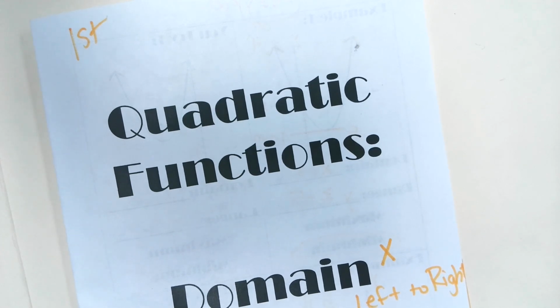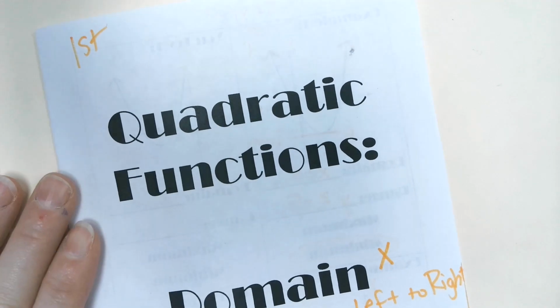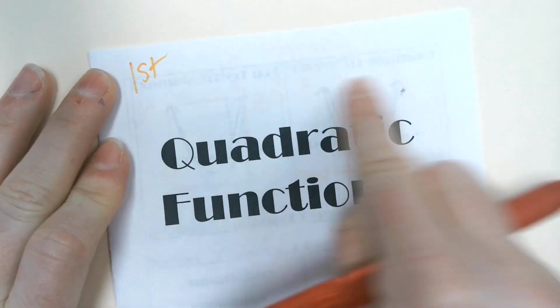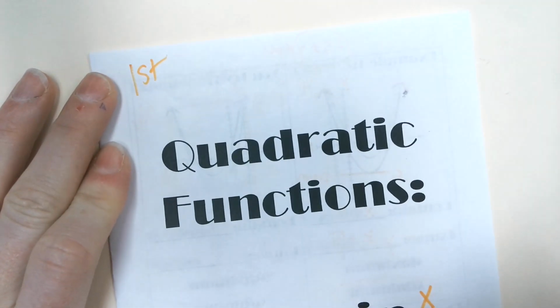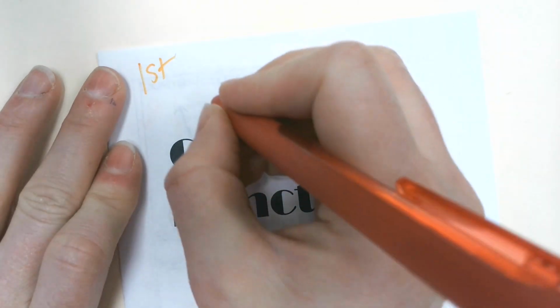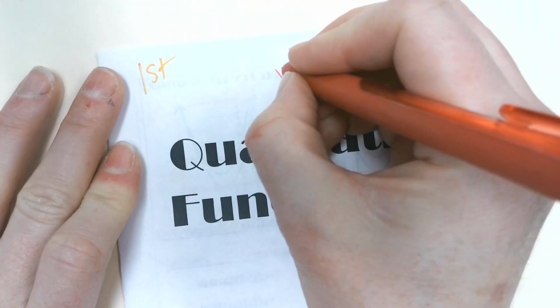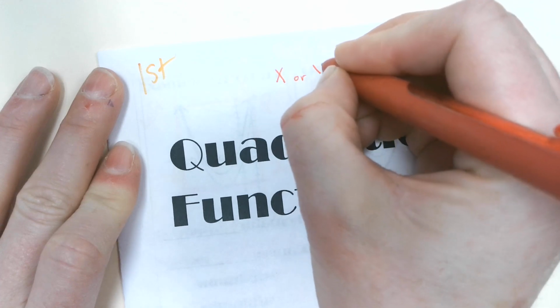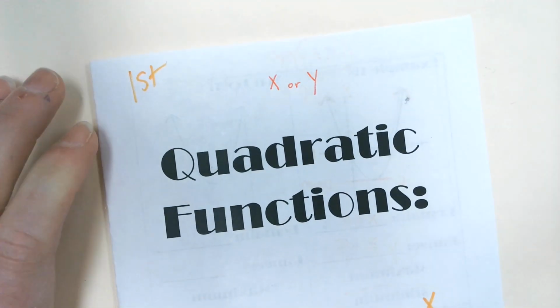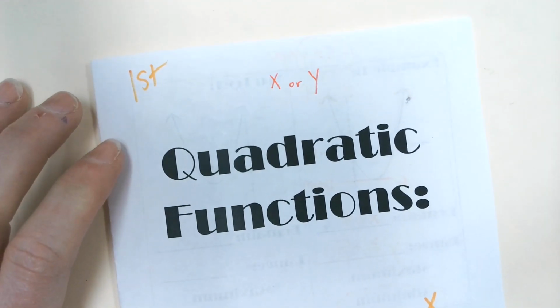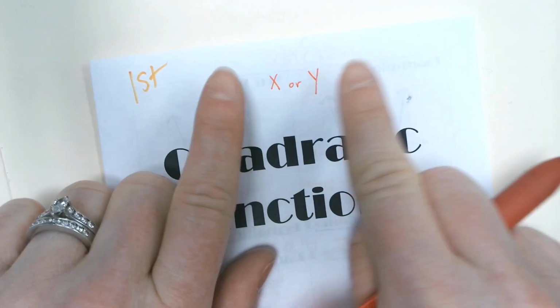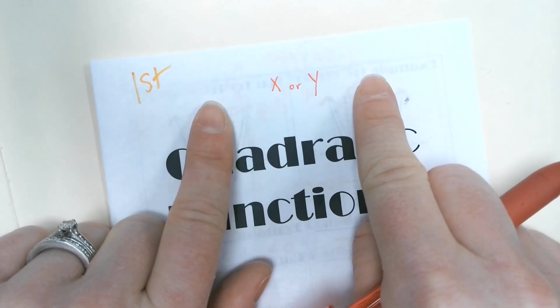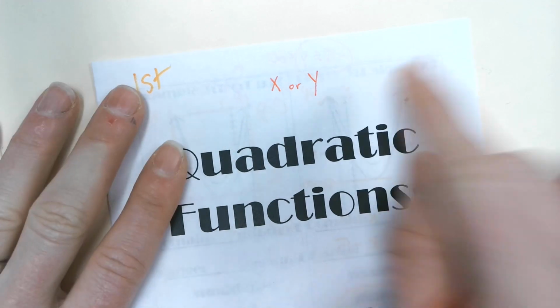Okay, I want to review domain and range. Go ahead and finish that real fast. With domain and range, we use inequalities. So one way we can write that is you have x or y in the middle, and then you do the two numbers on the side. So x is domain, y is range.